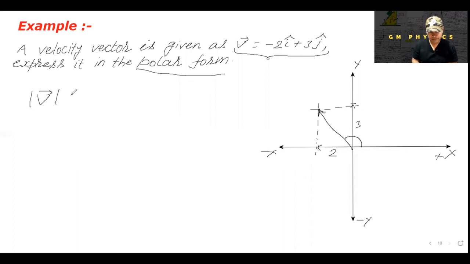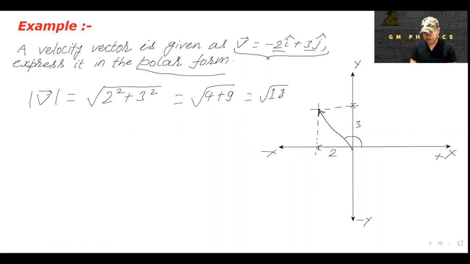of the vector is equal to the square root of ax square plus ay square. The x component is 2, the y component is 3. So we can write root of 2 square plus 3 square. How much is that? 4 plus 9. So that is root of 13 units. Maybe it is meter per second, let's call it meter per second. So that is root 13 meter per second. That is the magnitude of this vector, which is the velocity vector.